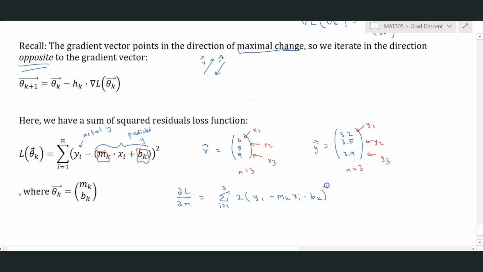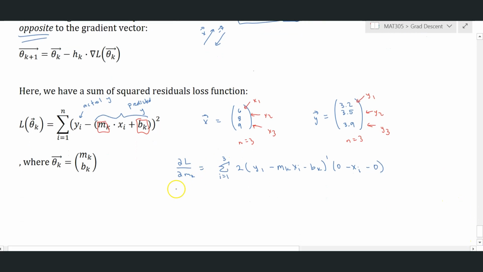That's just the power rule, and then by the chain rule, we need to take the derivative of the inside with respect to m sub k. That means that the derivative of y will be 0. The derivative of this term with respect to m sub k will be minus xi, and then the derivative of b is going to be 0. Okay, so basically it's exactly the same formula. I'm just taking the individual derivatives.